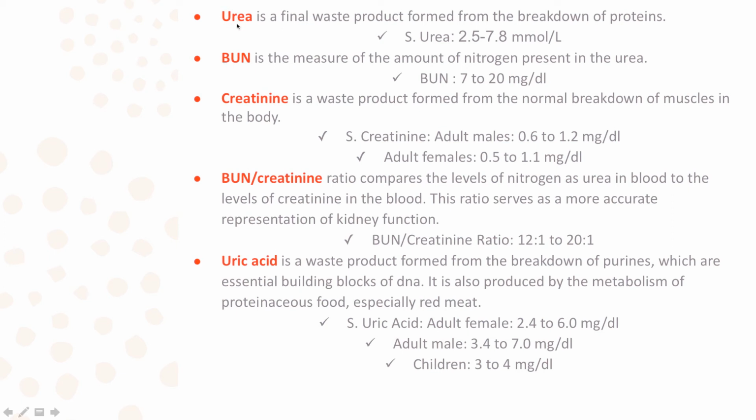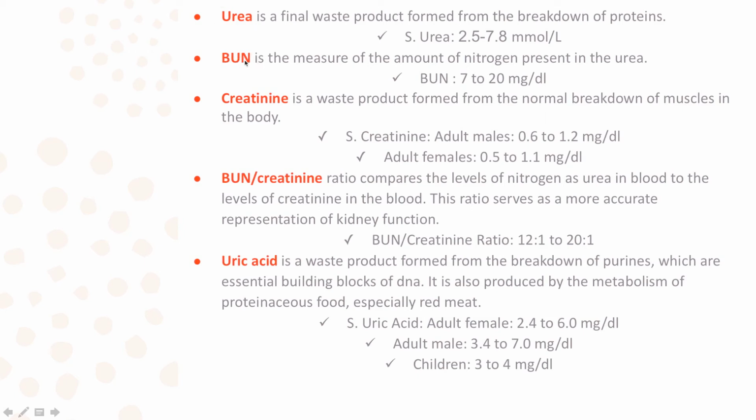Other investigations. Blood investigations are done in order to find the renal functions. First is urea, serum urea. Serum urea is the final waste product formed from the breakdown of proteins, and the normal range is 2.5 to 7.8 millimolar per liter.